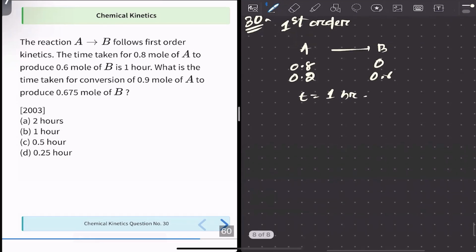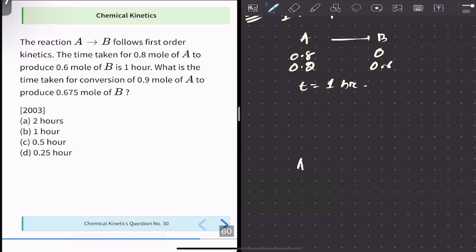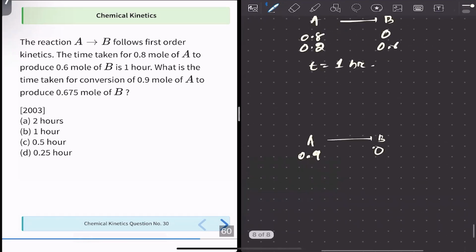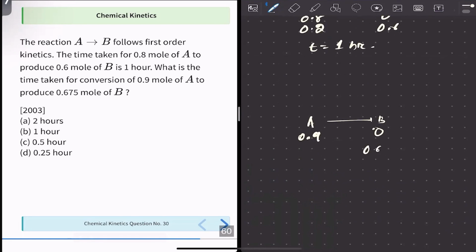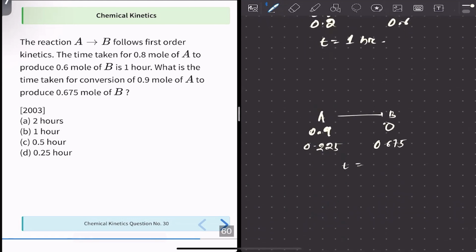Then, what is the time taken for conversion of 0.9 mole of A to produce 0.675 mole of B? A gives rise to B. The initial concentration of A is 0.9. Here B is 0. It produces 0.675 mole of B, so what remains is 0.225. So write down the equation for both, since the time is what is being asked.